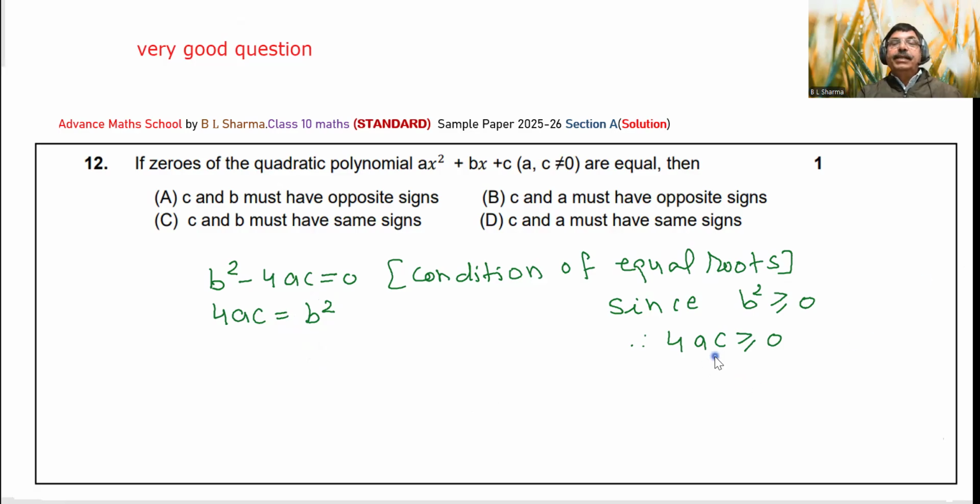The product of a and c and 4 is greater than or equal to 0. देखिए 4 पहले से ही greater than 0 है. It means the product of a and c should be either 0 or greater than 0. बहुत ही कॉन्सेप्ट रिलेटेड क्वेश्चन है. It is also given that a is not equal to 0, c is not equal to 0. It means product उन दोनों का 0 हो ही नहीं सकता क्योंकि a भी 0 नहीं है और c भी 0 नहीं है. तो फिर product of two numbers a और c का क्या होगा? It will be greater than 0.